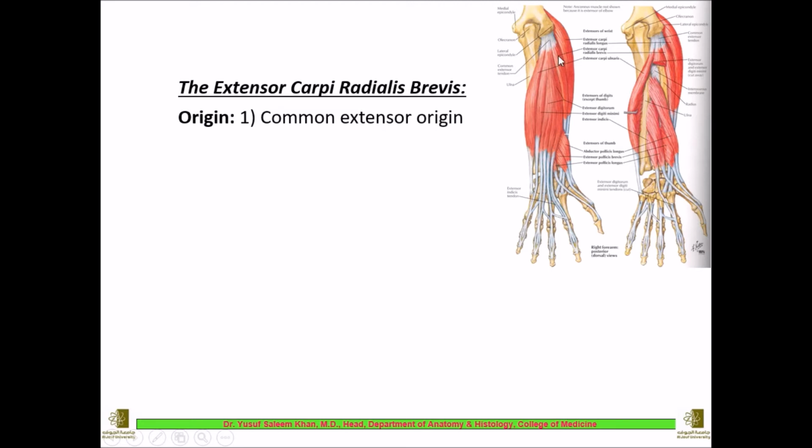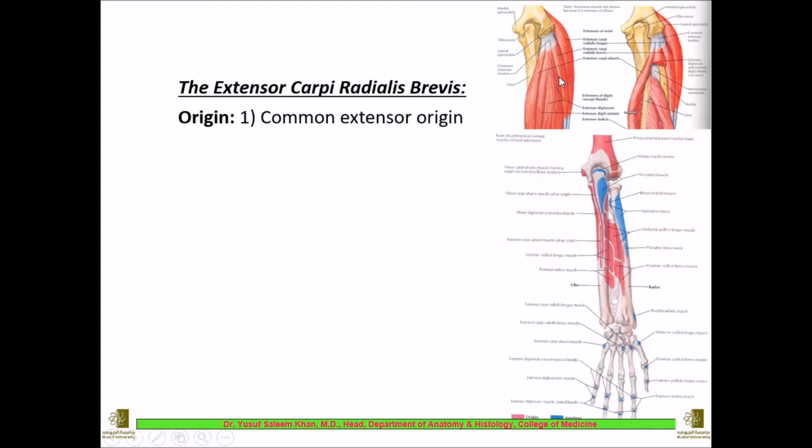You should remember the names, and as I said, they will be indicating many things. Extensor because it belongs to the extensor compartment, carpi because it will be going to the carpal bones, radialis because it is on the radial side, and brevis because it is shorter than the longus. Longus is a long muscle, brevis is a shorter muscle, so that's why it is called the brevis muscle. So this is the extensor carpi radialis longus and this is the brevis. You can see the difference between the two.